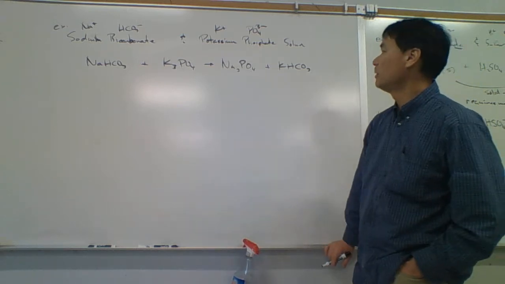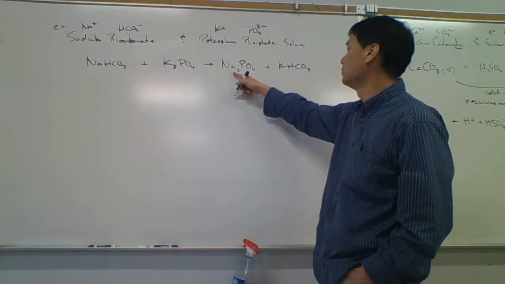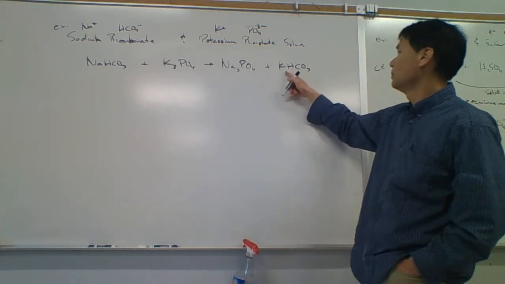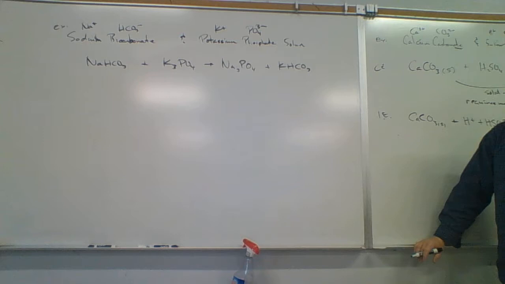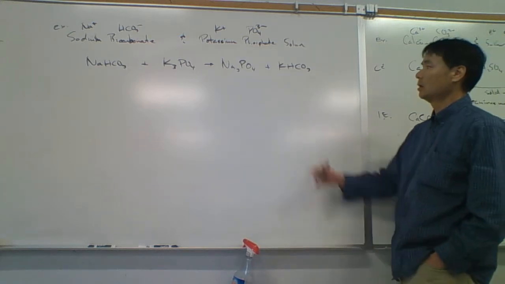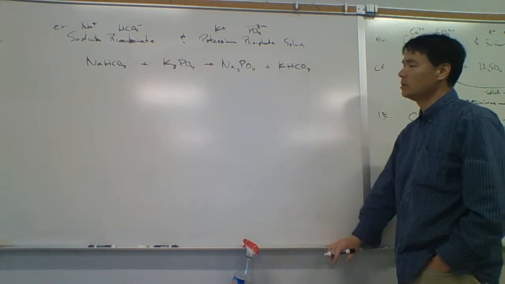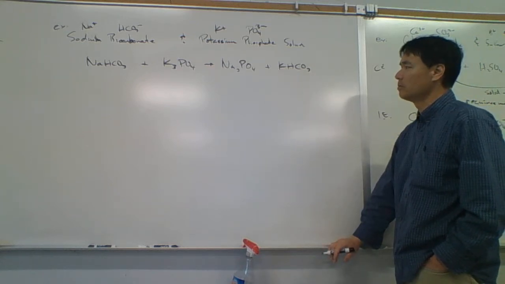No, because sodium phosphate is group 1. Group 1s are all soluble, so this is aqueous. How about potassium bicarbonate? Will that precipitate? Again, no, because this is group 1. All sodium salts and all potassium salts are soluble.